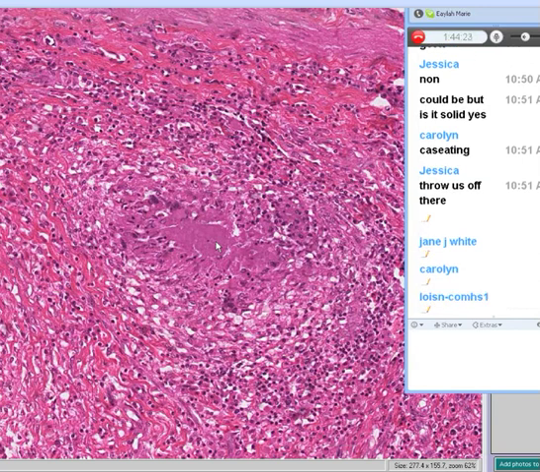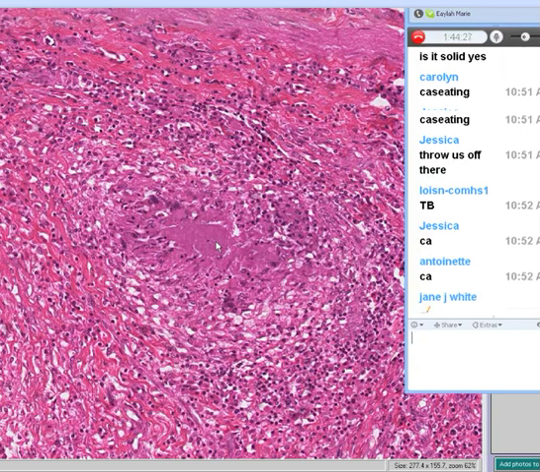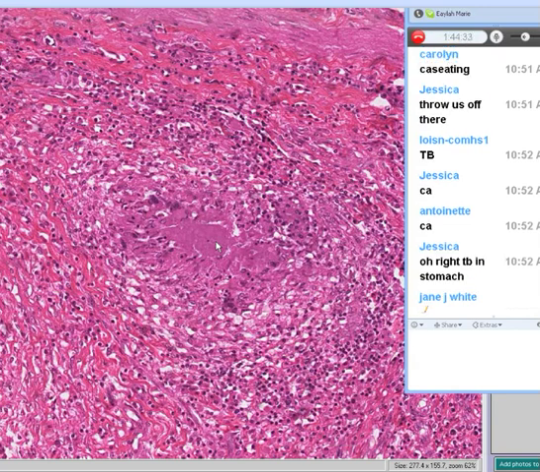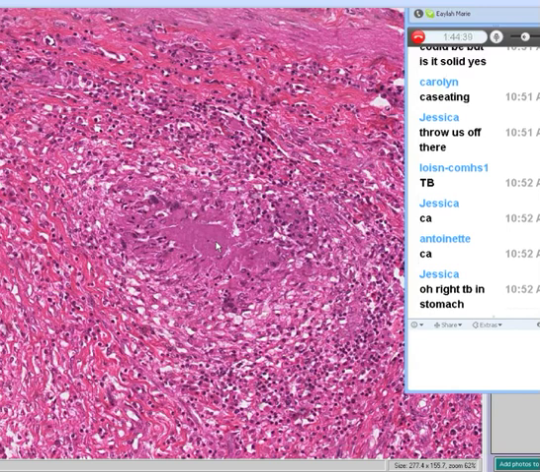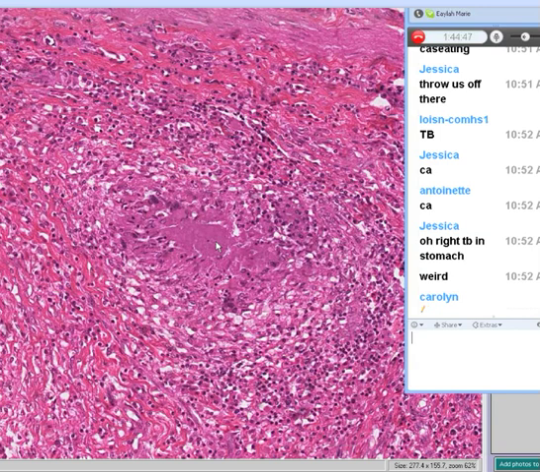No, I'm not throwing you off. This is something I've said 100 times. If you see a caseating granuloma, what's the most likely diagnosis? TB, TB, TB. Yeah, of course it's TB. So if you saw a caseating granuloma, what stain would you order to prove that it's tuberculosis?